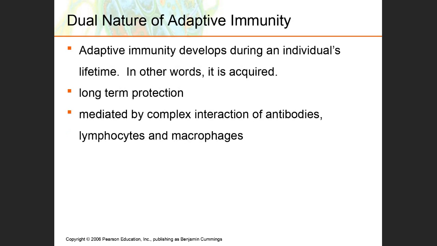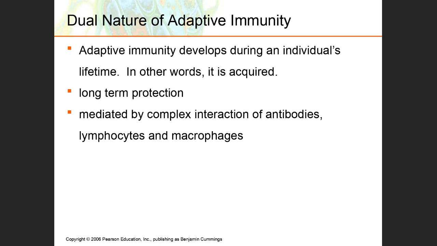So your adaptive acquired immune response is something that you acquire during your lifetime. So every time you're exposed to a new pathogen, you create an immune response against it. So you acquire this immunity as you live, as you encounter new pathogens. The benefit to acquiring this immunity is that it provides you long-term protection, usually for the rest of your life.